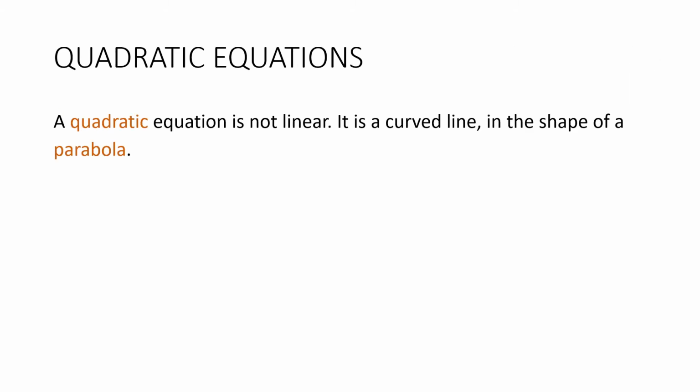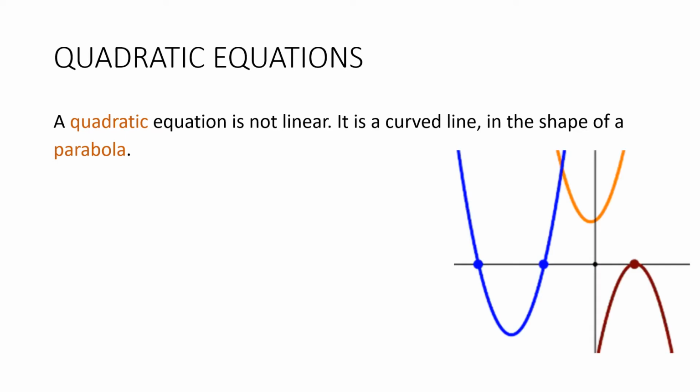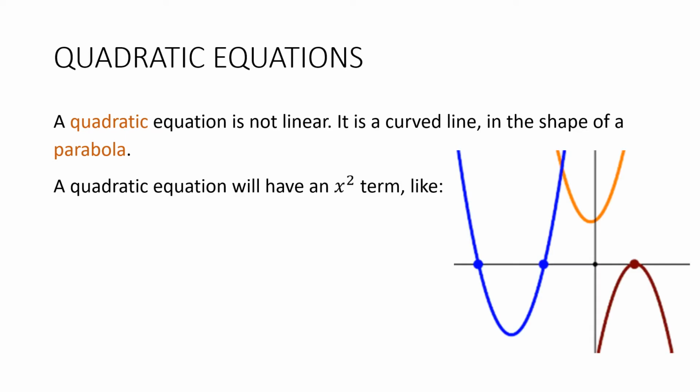A quadratic equation is not linear. It's a curved line in the shape of a parabola, like this. It will have an x squared term, like 2x squared minus 1 is equal to 5.